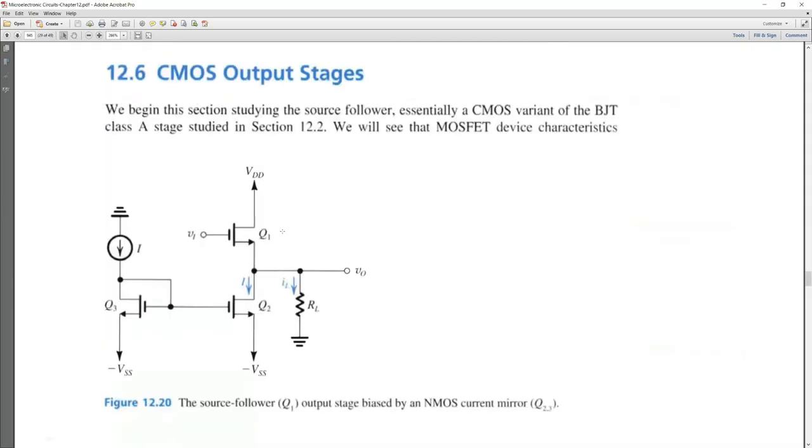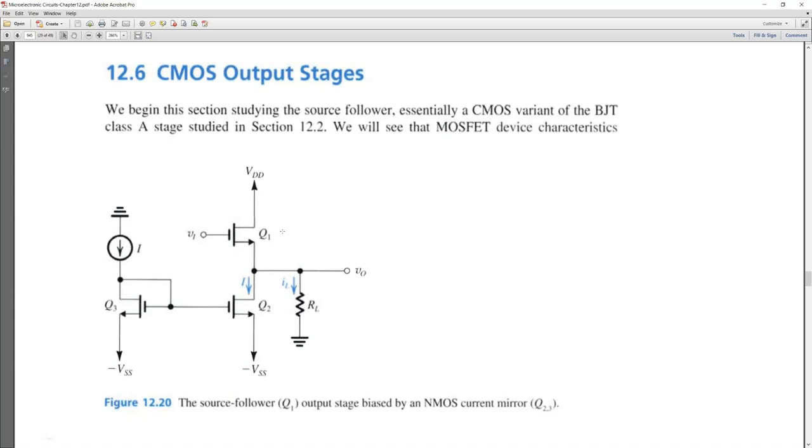So a linear type of output stage with CMOS transistors can be a source follower, which is basically the equivalent of an emitter follower with BJTs. That's where you put the input into the gate, and then you take the output of the source.